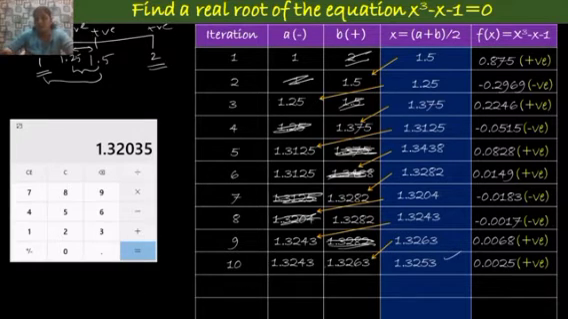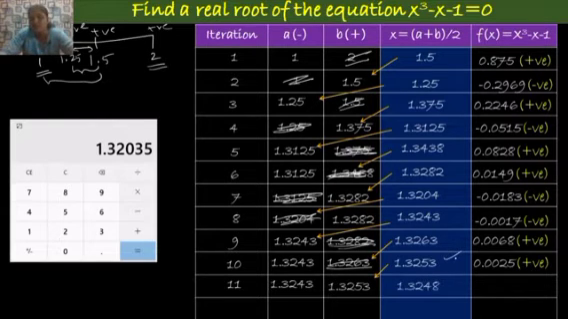If it is positive, then again in the next iteration you have to replace the value of b by 1.3253. So in the 11th iteration, there is no change in the value of a, but you change the value of b to 1.3253. Adding and dividing by 2, you get 1.3248, and at this point the value of the function is 0.003, a positive value.